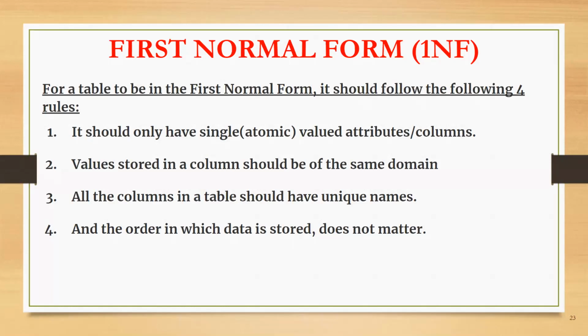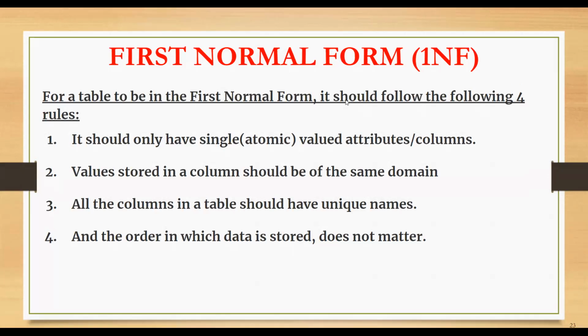So that is your first normal form, wherein you will start with the normalization process and you have to make sure that these 4 rules are fulfilled. The first rule simply says that columns which you are defining should contain only a single value. They cannot have multiple values. Second, whatever domain values you have defined in your column names, it should contain only those values.